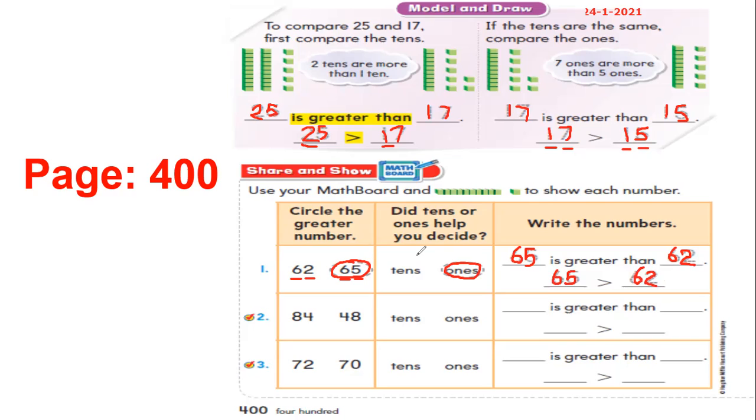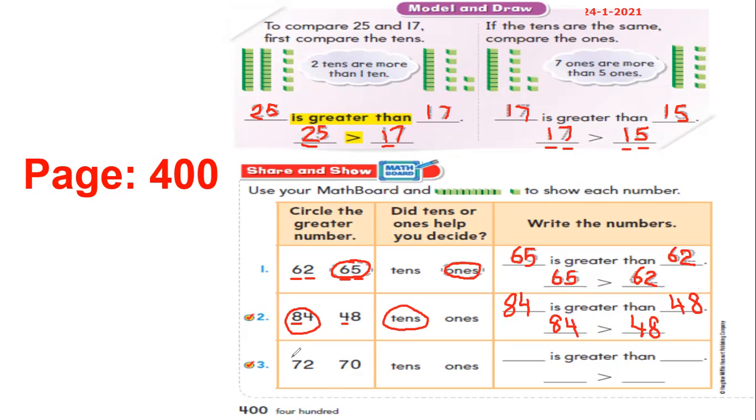Now, question number 2. 84 and 48. Again, we are going to compare 8 and 4. So you know which is greater, 8 or 4? Yes. So 84 is greater. Now, did we compare the tens or the ones? Yes, we compared the tens. So let's circle the word tens. Now, which is the greater number? 84 is greater than 48. So let's write the numbers 84 and 48.